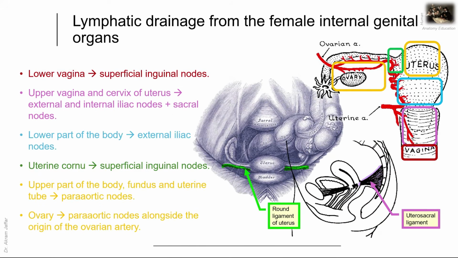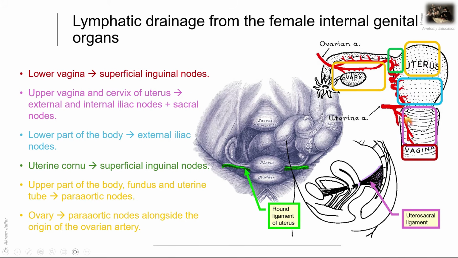Now let's deal with the lymphatic drainage of the female internal genital organs. Remember that the lower part of the vagina, same as the lower part of the anal canal, drains to superficial inguinal lymph nodes, not to lymph nodes in the pelvis.